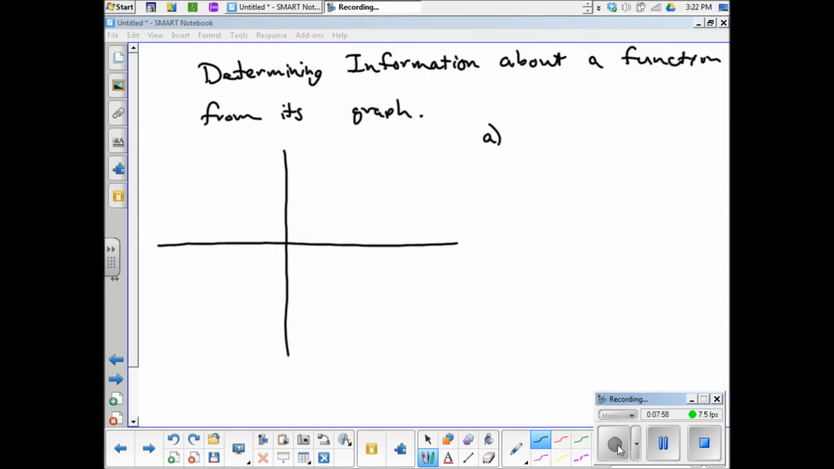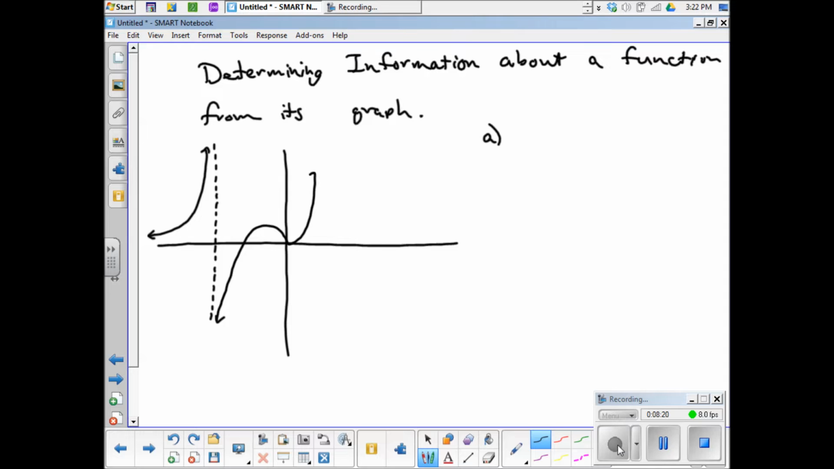Okay, so I'm going to go ahead and sketch a graph here. It's going to look like this. Now, my graph is a little more complicated than maybe the graph in the book, okay? But I figured if you could do a more complicated one, you can do the one in the book.